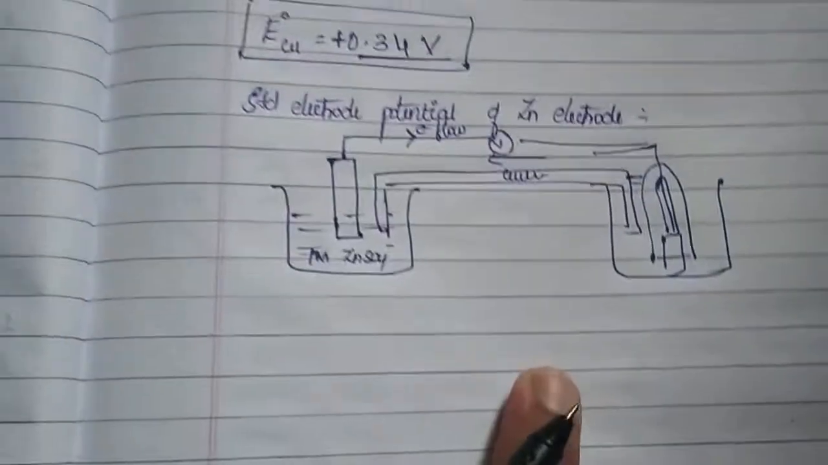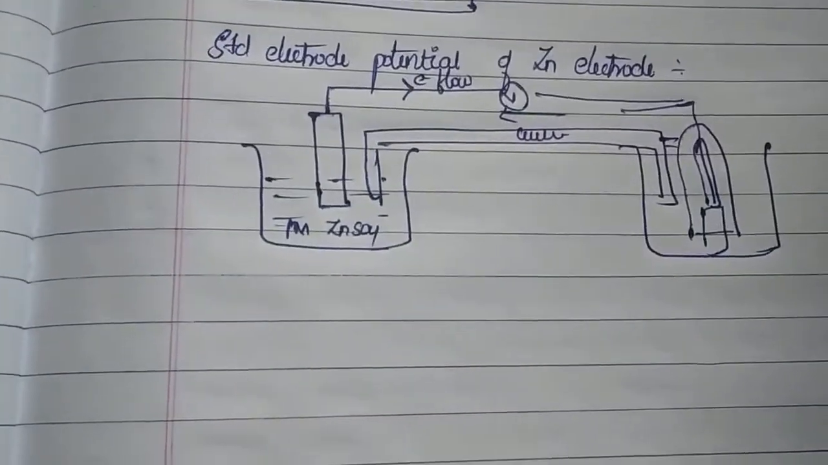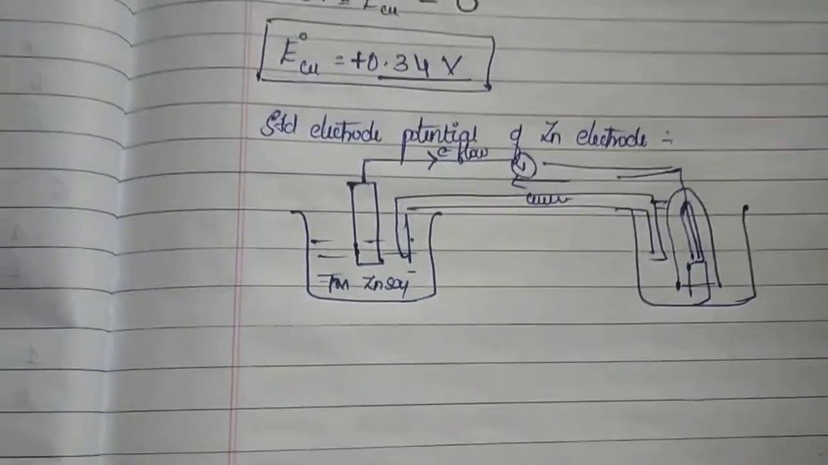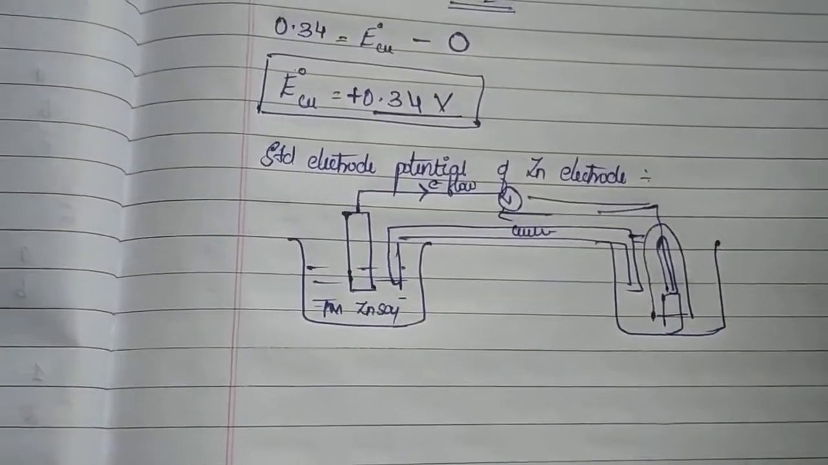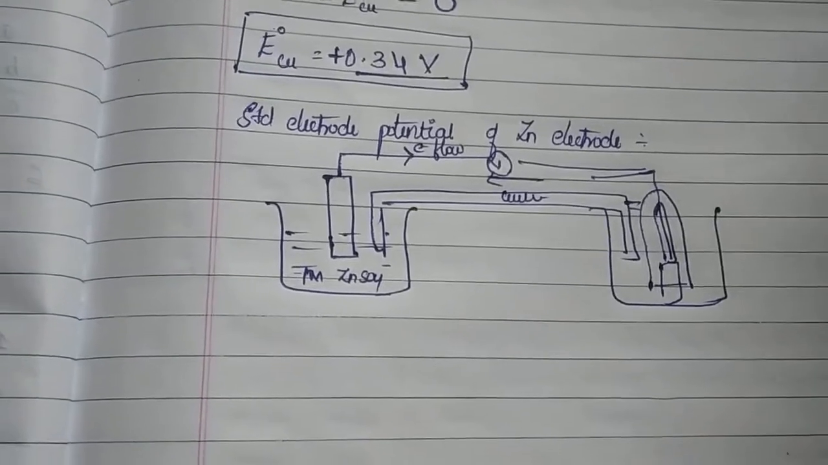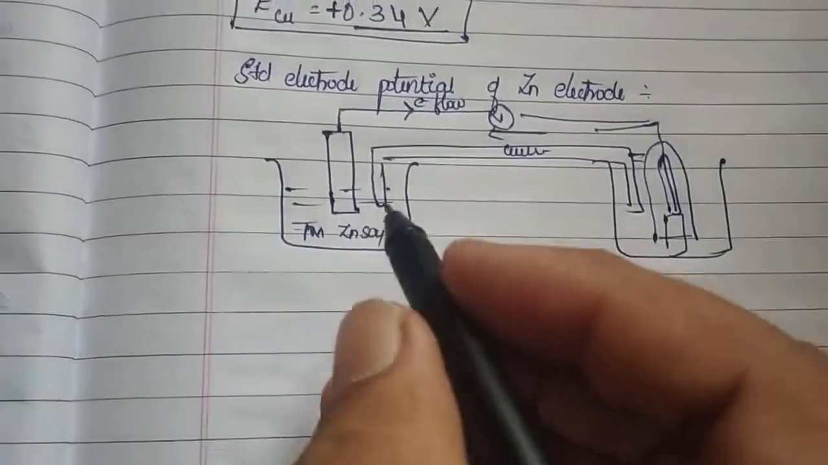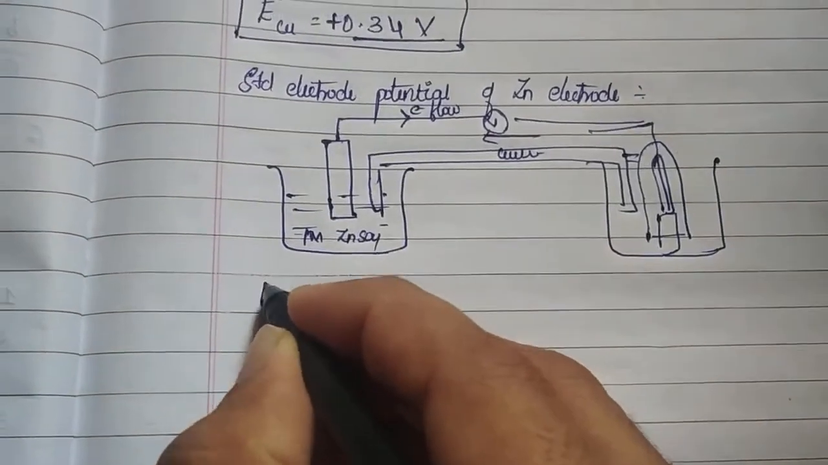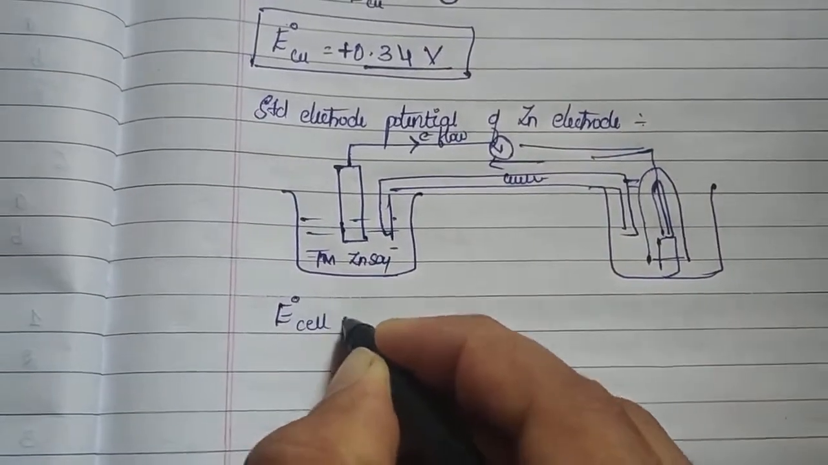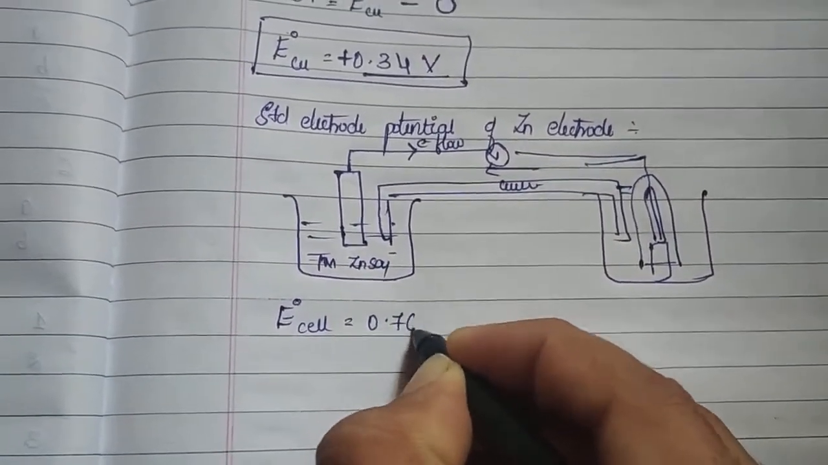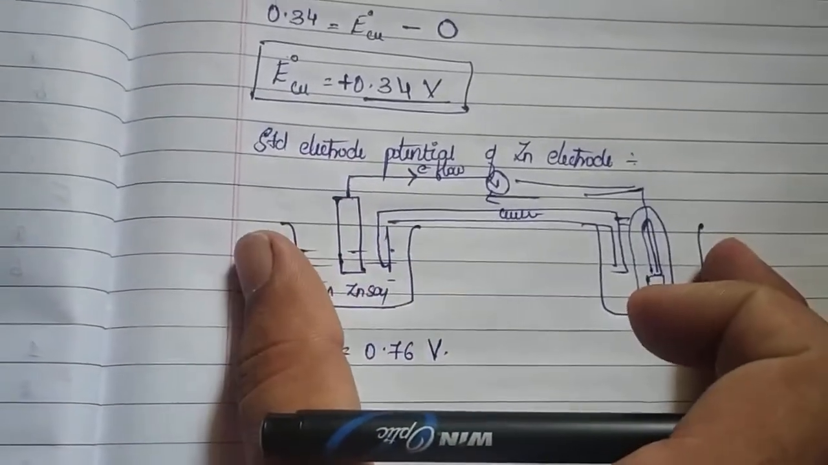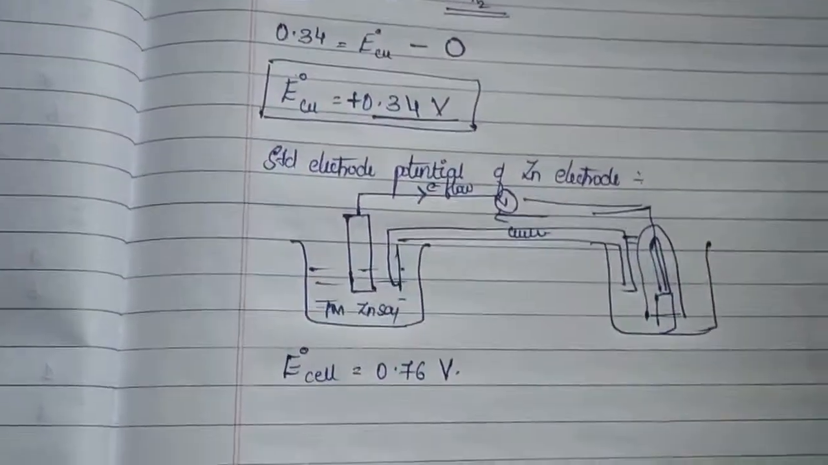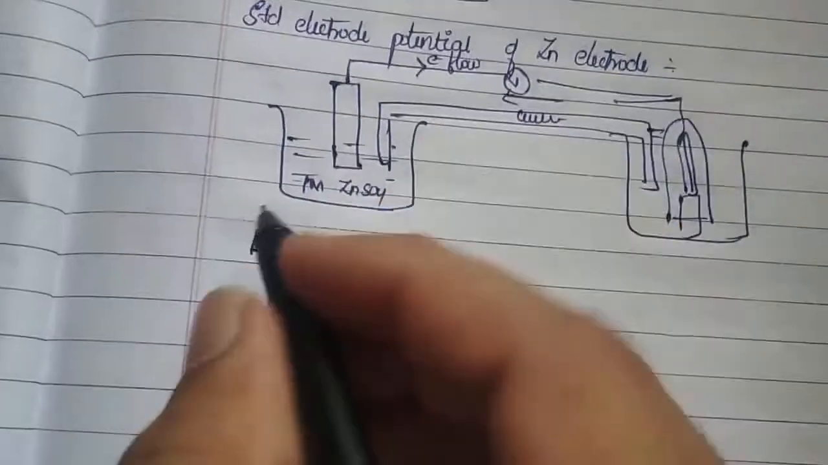As I have given the explanation for copper, here also we can do the same. Here the SHE has been combined with the zinc electrode, which is dipped in a 1 molar zinc sulfate solution. In this case we are getting the E naught of the cell as 0.76 volt. How much are we getting? The overall cell potential is 0.76 volt.